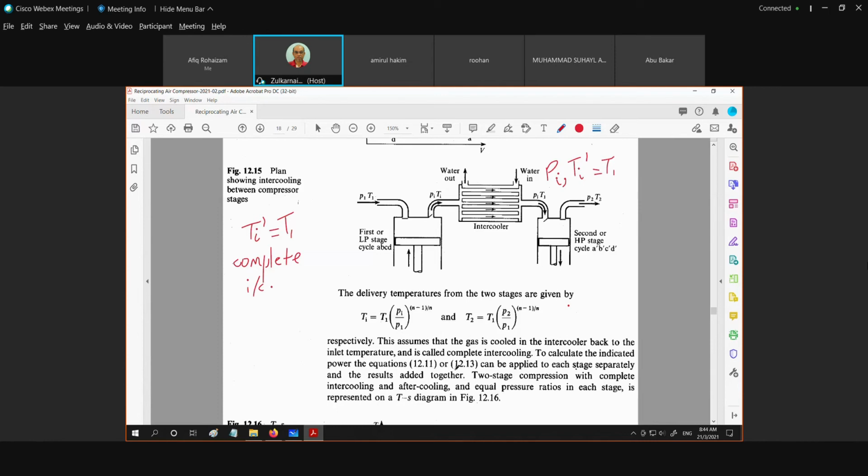To calculate the indicated power, the equation 12.11, 12.13 can be applied to each separately. Itu yang saya buat tadi. Saya gunakan each separate formula untuk dapatkan IP LP dengan IP HP. Saya gunakan separate formula dan kita combine. Okay, then kita combine. So this one I should highlight this, complete intercooling. Okay, added together, the result of IP.